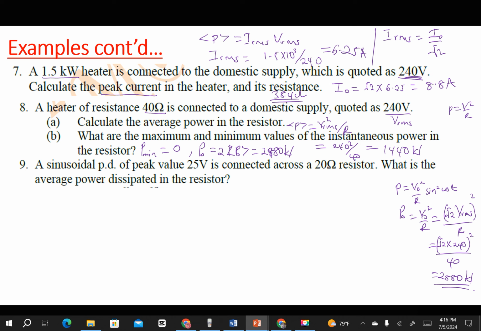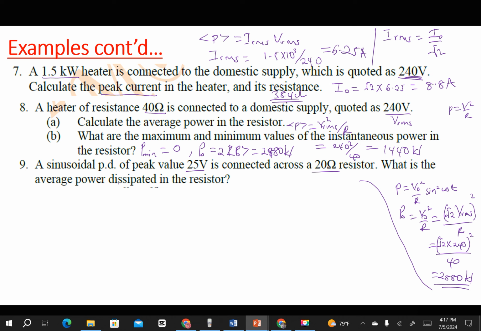A sinusoidal PD of peak value 25 volts is connected across a 20 ohm resistor. What is the average power dissipated in the resistor? We want average power dissipated in the resistor. So remember the DC values first. Before you relate to this, remember the DC values.